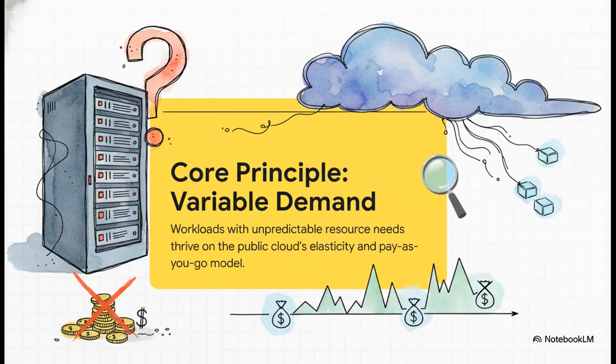So it all boils down to one core idea: variable demand. I mean, if you have no idea what your resource needs are going to be next month, does it really make sense to buy and maintain a ton of servers for a peak you might only hit once a year? Of course not. That's what makes a public cloud's pay-as-you-go model so powerful. It's perfectly designed for this problem. It takes what would be a huge upfront cost and turns it into a much more manageable monthly bill.